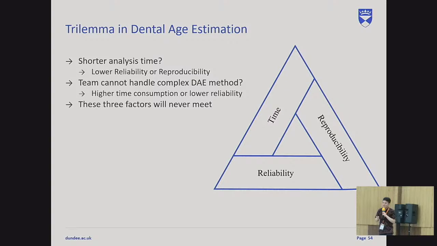And the last one is that there is a trilemma in dental age estimation. These 3 factors will never match. You have time, reproducibility, and reliability. If you want a shorter analysis time, you need to choose whether you want lower reliability or lower reproducibility. So if we are working in DVI, for example, and the analysis must be fast, you choose either not accurate or not reproducible. We cannot have all three.